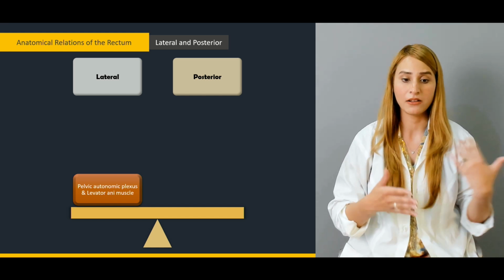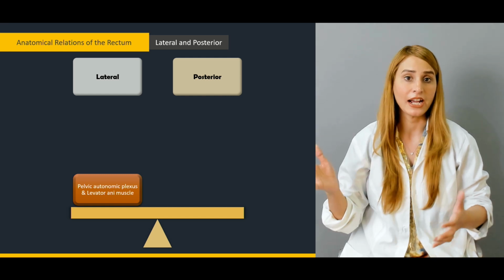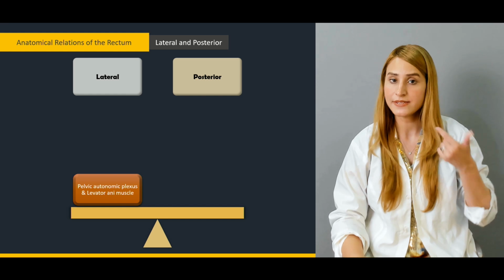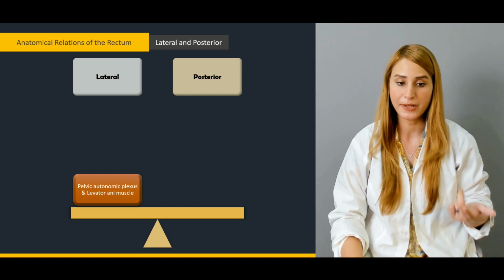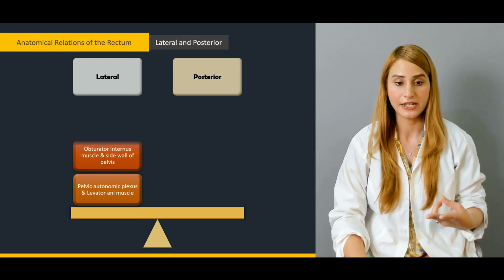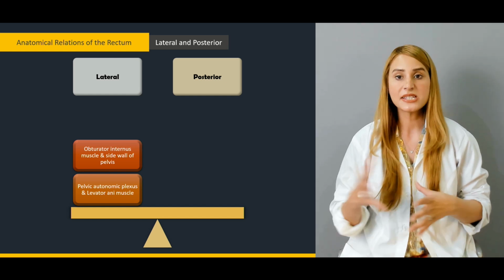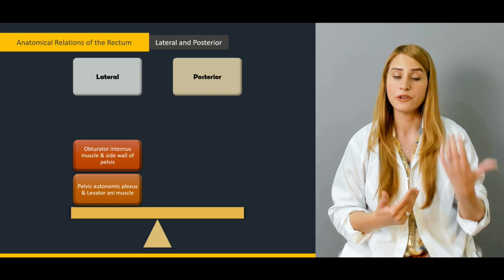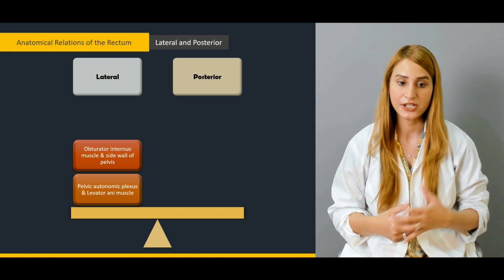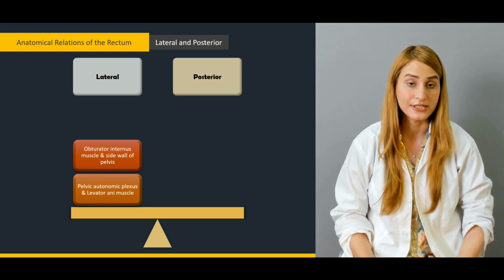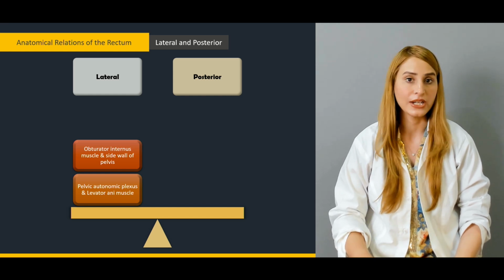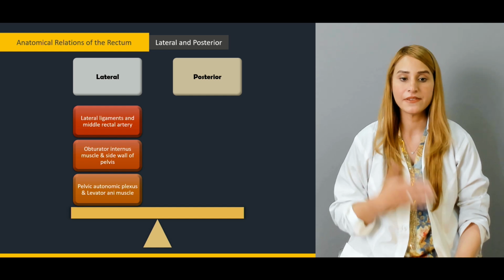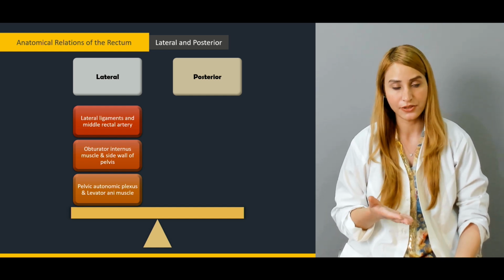Structures like the levator ani muscle are actually making the lateral boundary of the rectum. So you have to keep in mind the pelvic autonomic plexus, and the levator ani muscles as well. Besides that, the sides of the pelvic wall are also in the lateral relationship, and you have the obturator internus muscle, which is located laterally to the rectum. Besides that, we have the lateral ligaments, and we have the middle rectal artery.